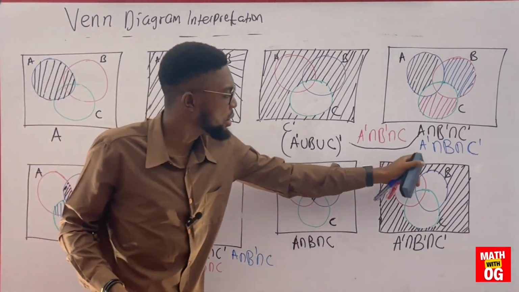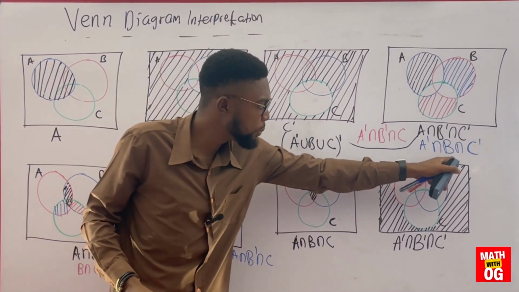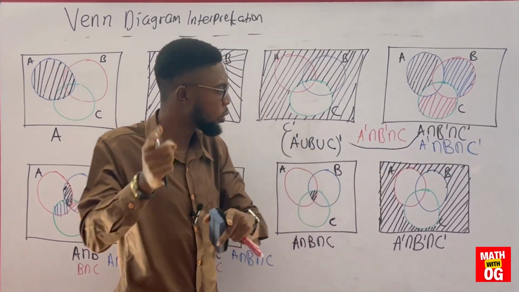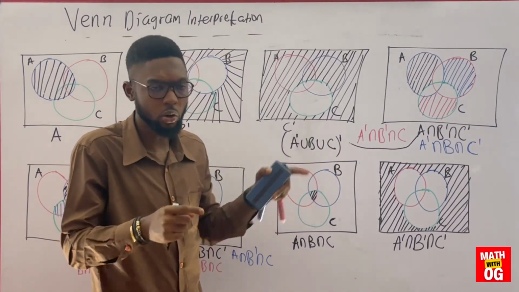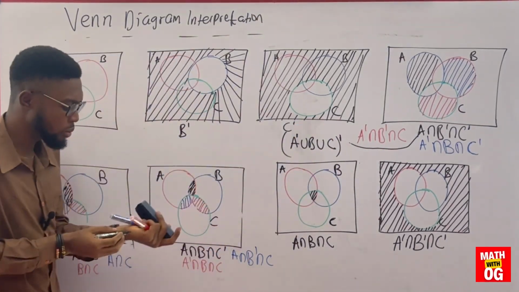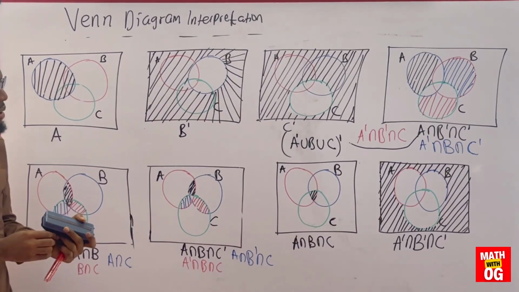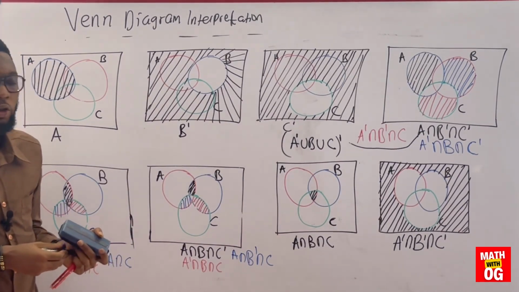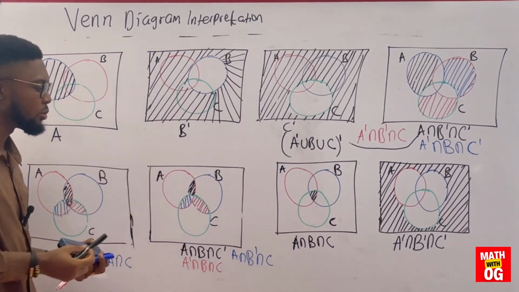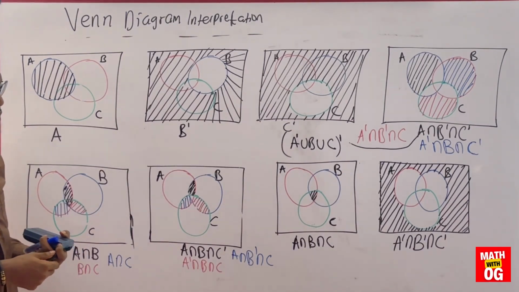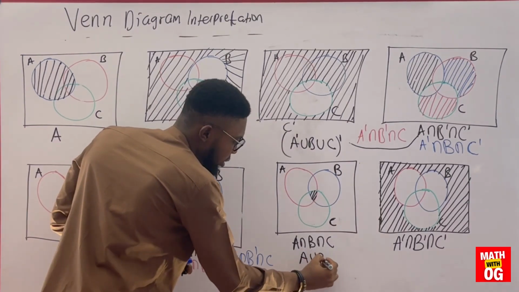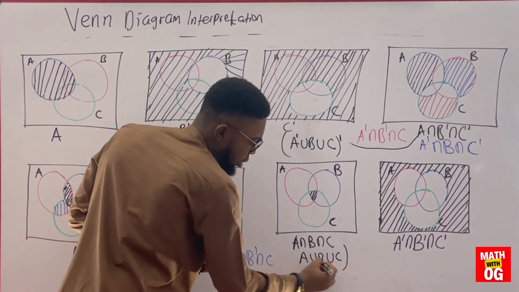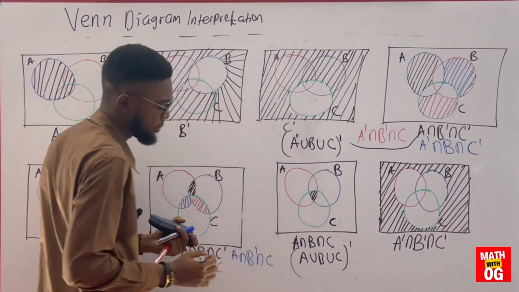Now this guy here will be A union B complement union C, all complement. This guy here will be A union B union C complement, all complement. So you can go back to our previous video where we did law of algebra of sets. Then you can use that to get the other solutions to this question. Like this guy here can be written as A union B union C, all complement.